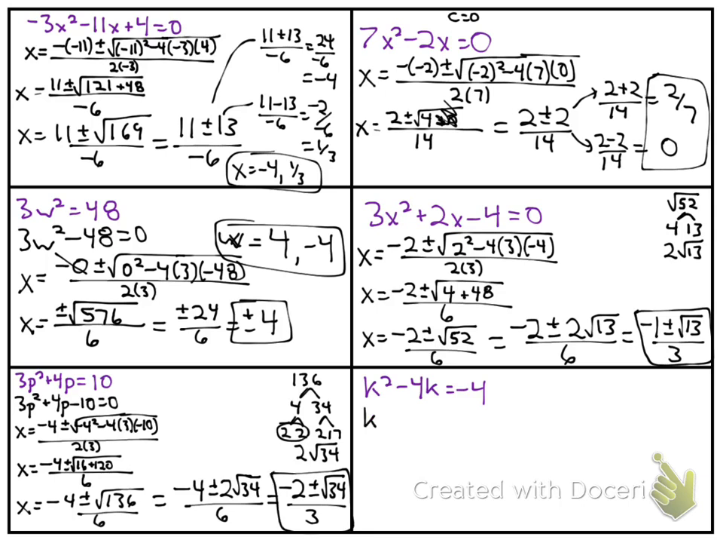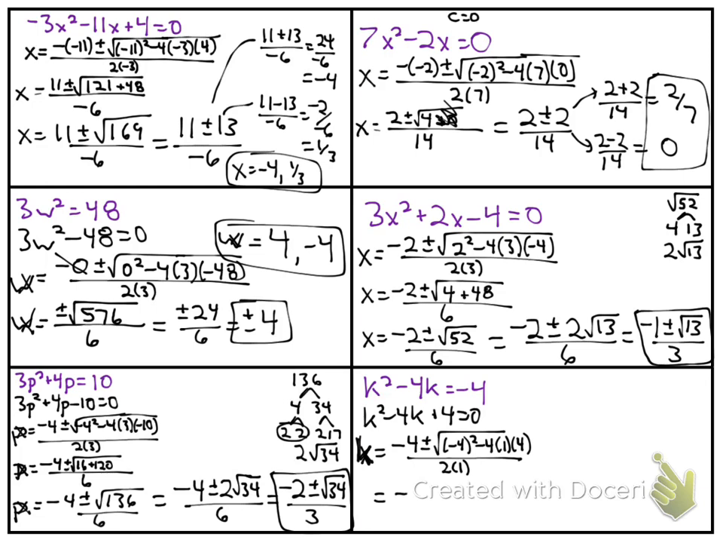For our last problem, we're going to go k squared minus 4k plus 4 equals 0. Let's just make those k, not x's. Alright, so we're going to do our quadratic negative 4 plus or minus the square root of negative 4 squared minus 4 times 1 times 4. All of that over 2 times 1.